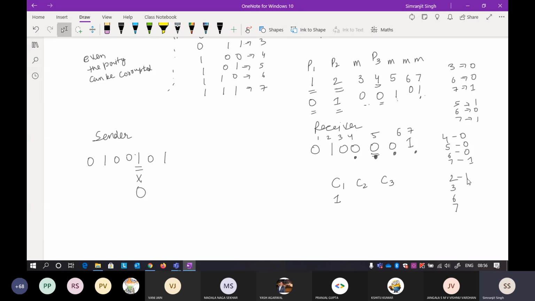Okay, so 2 is 1, 3 is 0, 6 is 0, 7 is 1. Again, it's an even parity here. So it means I do not have to do anything. I have to add a 0.